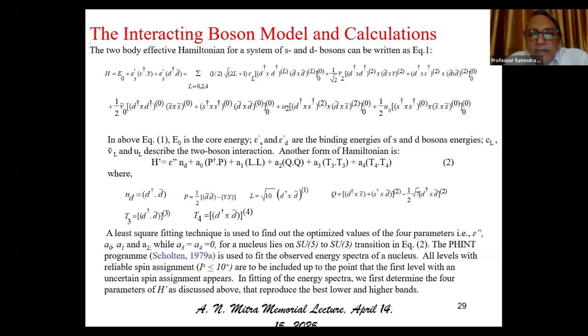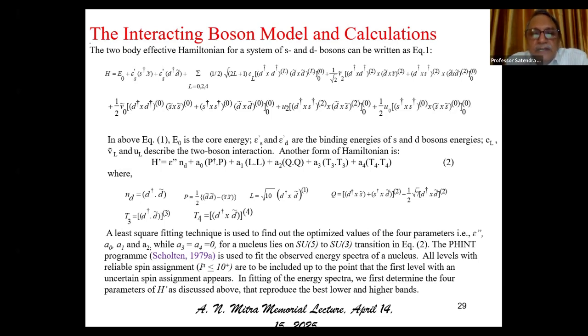If we are taking a nucleus which lies on the U5 to SU3 transition, here A3 and A4 are kept 0, while epsilon double dash, A0, A1, and A2 are to be taken into consideration. We can use the energy values up to a reliable spin assignment. I have considered up to 10 plus, and we do the fitting and get the normalized parameters of this Hamiltonian, so it can produce the best lower and higher bands.